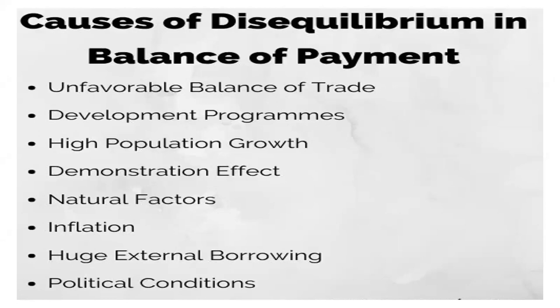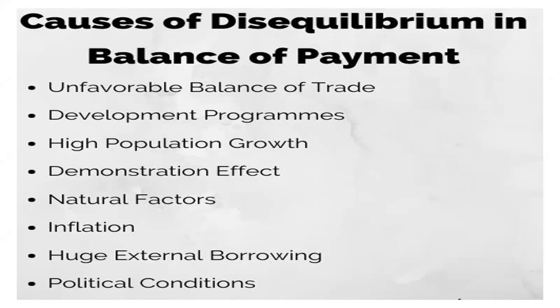Now let's understand the causes behind the disequilibrium in balance of payment. What are the causes? These are very common things. This will not be asked in a very elaborate way. You just need to remember these causes. First, unfavorable balance of trade. When the BOT is unfavorable, disequilibrium occurs. Then development programs. Sometimes there are development programs, and at this time countries change their plans. So this also causes disequilibrium. Then the high population growth.